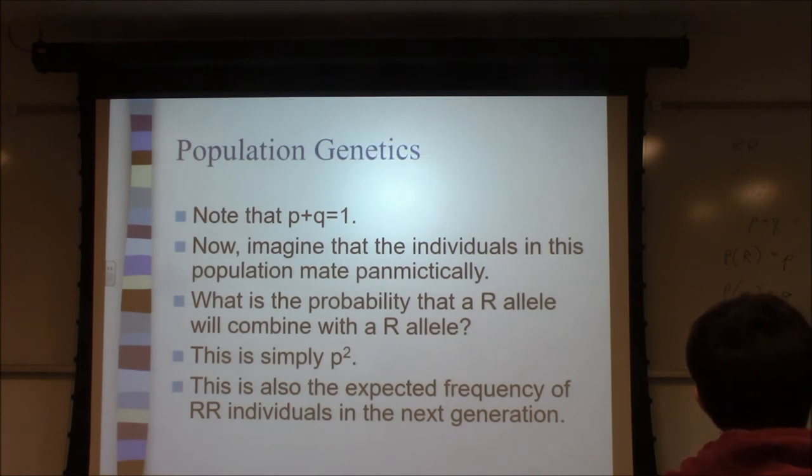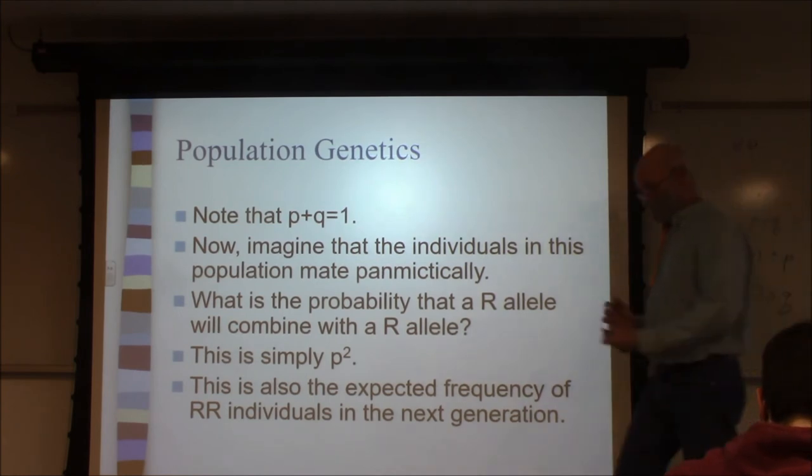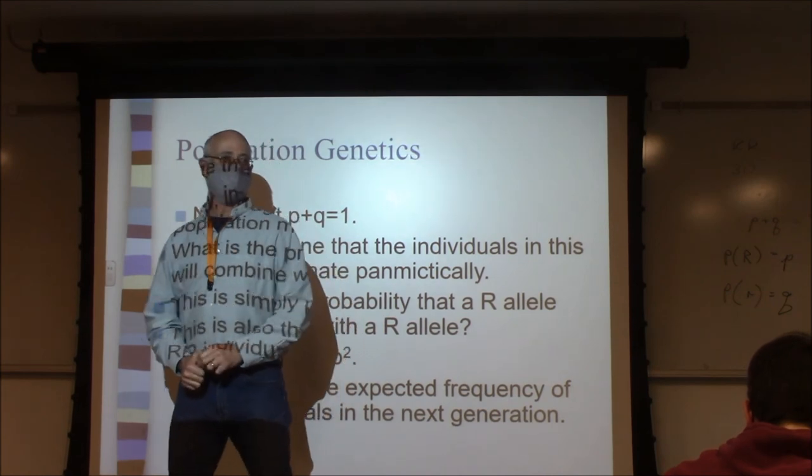P squared was equal to what? 0.16. Yep. Q squared was equal to what? 0.36. What is P times Q? 0.4 times 0.6? Oh, I'm sorry, that's 0.24. P times Q is 0.24, 0.6 times 0.4 is 0.24. Times 2 is 0.48. What is 0.16 plus 0.48 plus 0.36? One.